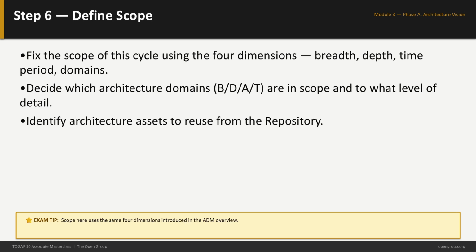Step 6 is to define scope, and this is where the 4 scoping dimensions from Module 2 come back into play. You fix the breadth, how much of the enterprise this cycle covers, the depth, the level of detail, the time period, the time frame and any transition points, and the architecture domains, which of business, data, application, and technology are actually in scope. You also identify which existing assets you'll reuse from the repository. There's nothing new to memorize here, it's the same 4 dimensions, applied concretely to this specific cycle. Scope discipline now prevents runaway effort later.